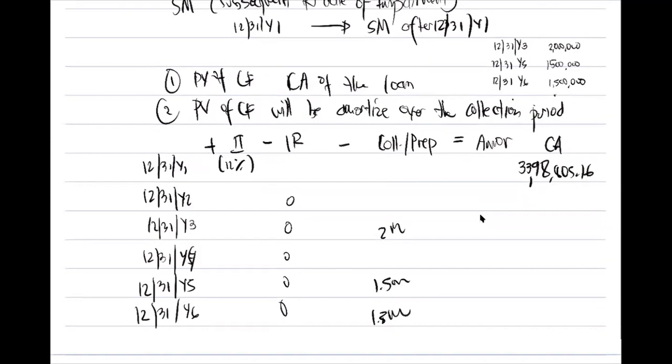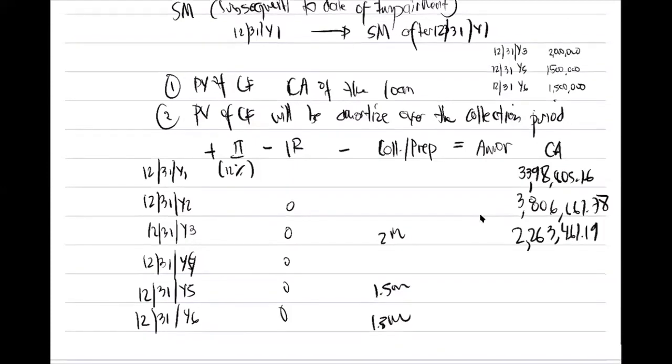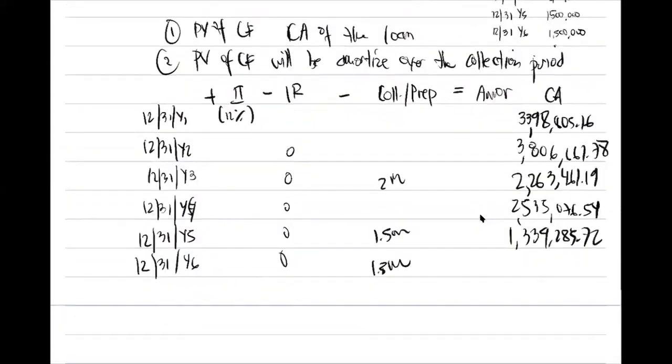Okay lang ba nabilisan ko na yung pag-compute? So we have here 3,398,805.16, and then we have this value 3,806,661.78, and then we have 2,263,461.19, and then 2,535,076.54, and then we have 1,339,285.72, and then we have 0.